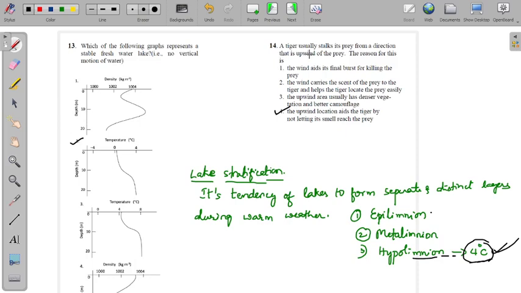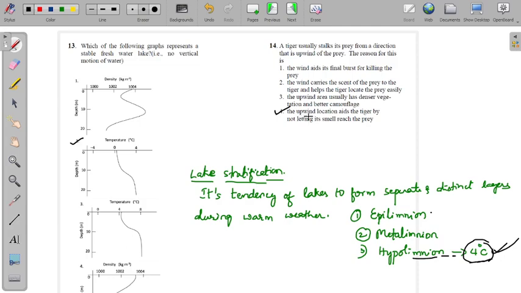Now, 14th question: a tiger usually stalks its prey from a direction that is upwind of the prey, meaning opposite to the wind. Prey is nothing but the tiger's hunt. The reason for this is that the upwind location aids the tiger by not letting its smell reach the prey. This is the answer, because upwind means the direction opposite to the wind.